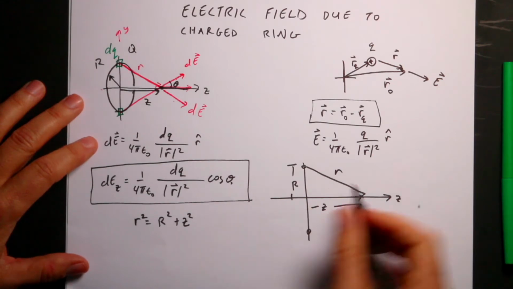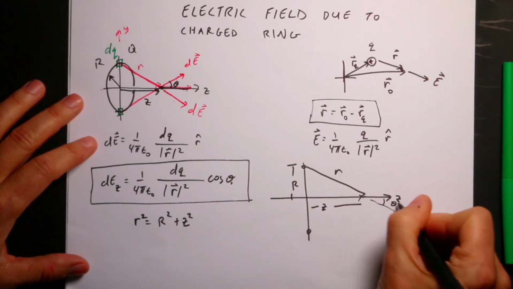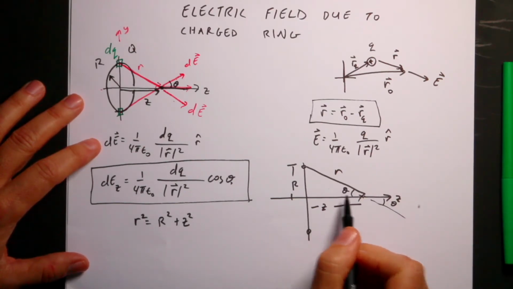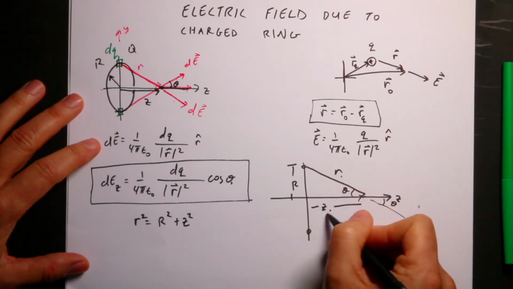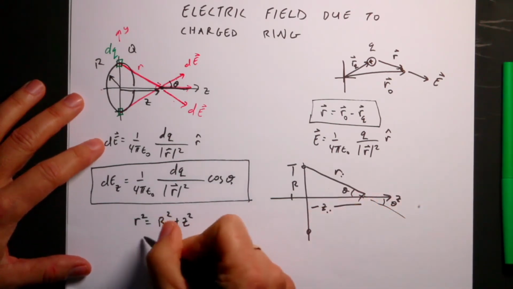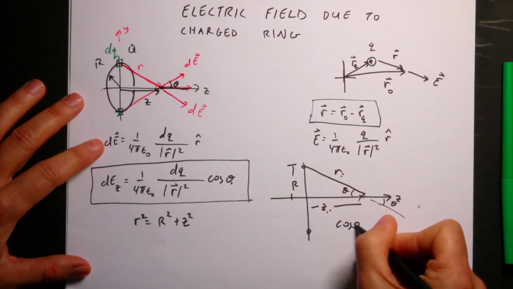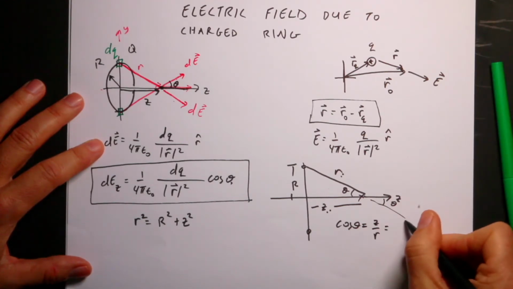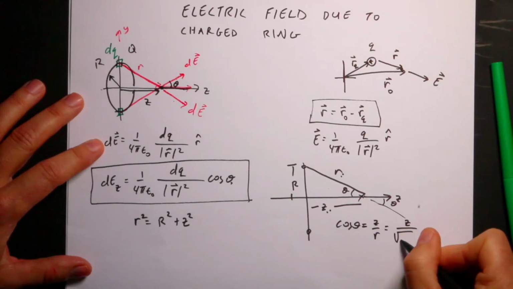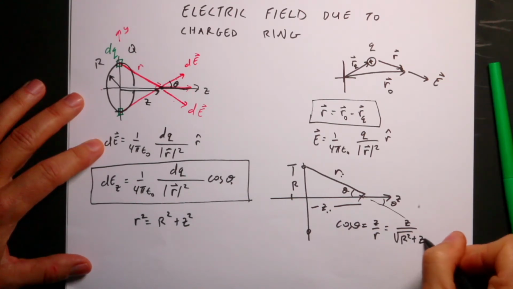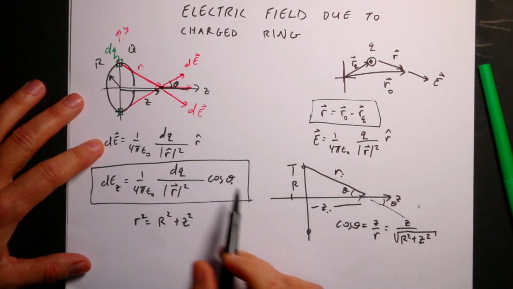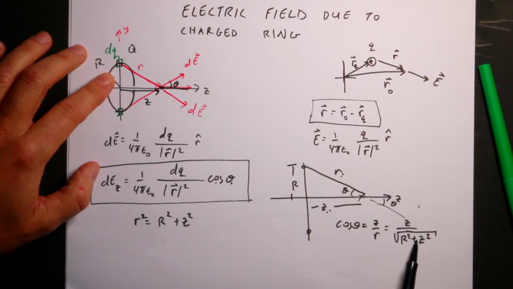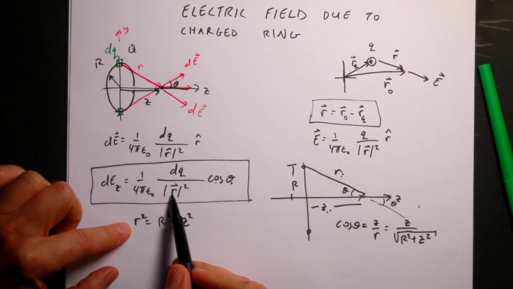What about cosine theta? Well, this is the angle theta. That's also the angle theta. And I could write cosine theta. Cosine is adjacent over hypotenuse, so it's going to be z over r. That's going to be equal to z over the square root of R squared plus z squared. So now I have an expression for cosine theta in terms of big R, which is constant, and z, which is the parameter I want. And I also have little r squared in terms of those.